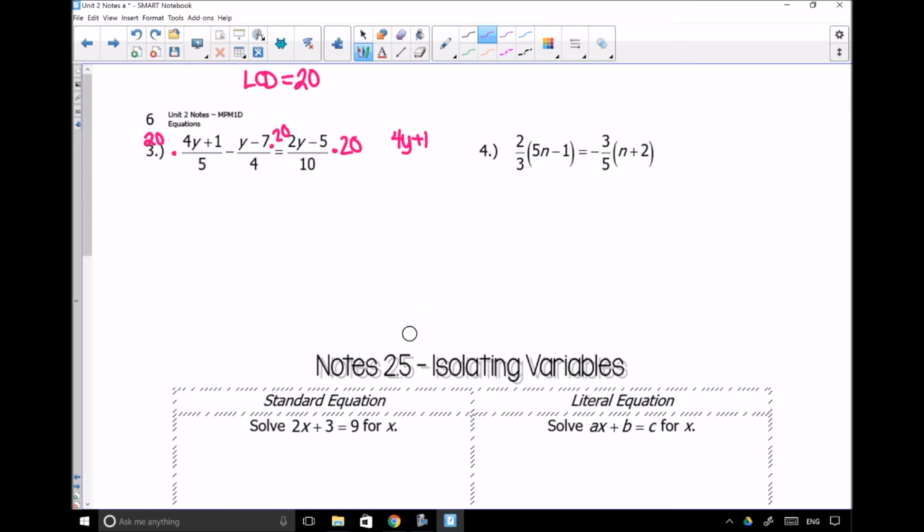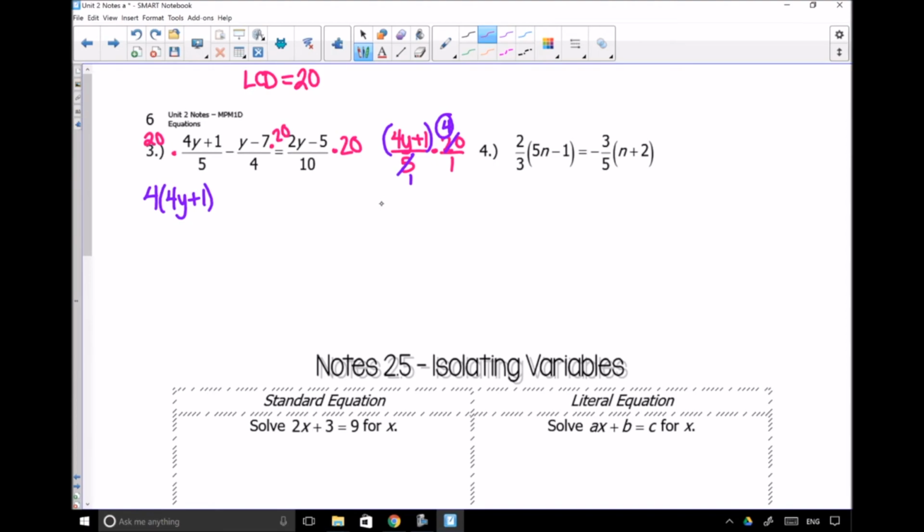So the first one is 4y plus 1 over 5 times 20 over 1. Well, what can I divide 5 and 20 both by? They're both divisible by 5. 5 divided by 5 is 1. 20 divided by 5 is 4. So here I've got 4y plus 1 all times 4. So what I would write down is 4 times 4y plus 1. Okay? If you didn't get that, rewind and rewatch that. We'll do another example right now.